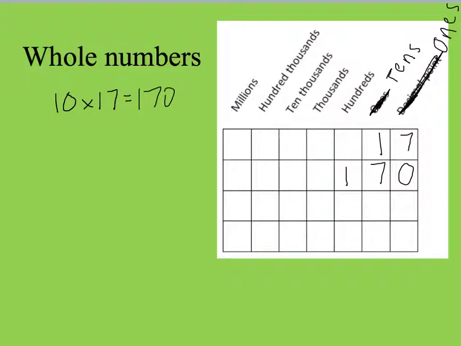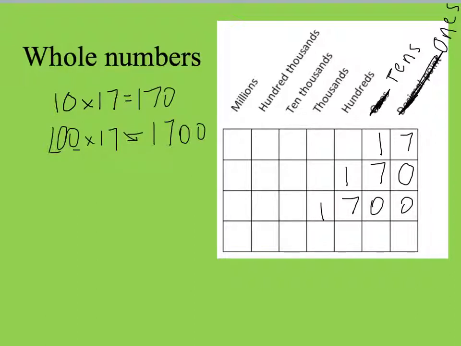And let's go ahead and do 100 times 17 as well. Well, I'm going to just do 1 times 17, and then I have 2 zeros in this case. So I'm going to add 2 zeros onto the end. So now I have 1,700. No tens, no ones.